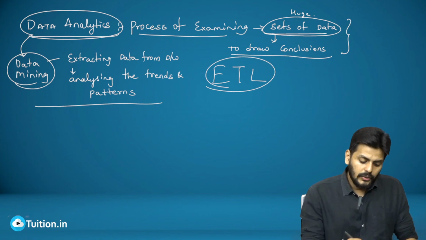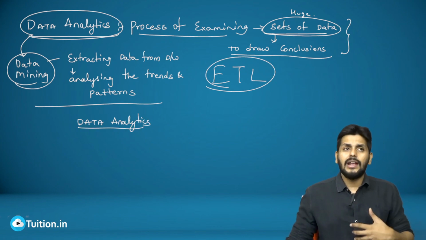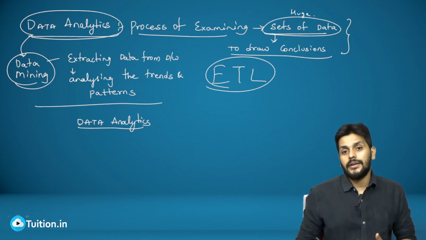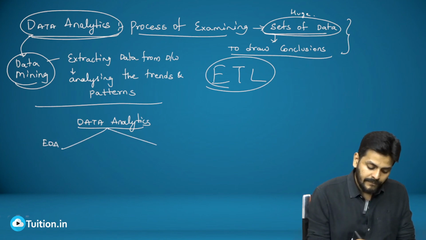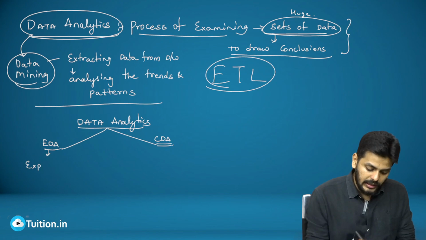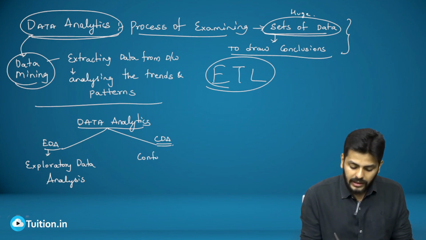Now you have two types of data analytics, guys. See, two things. Are you examining and trying to understand information and go further with it? Or are you trying to confirm certain things? So data analytics is about two things, EDA and CDA. First up, let's talk about EDA, exploratory data analysis. The other one is called confirmatory data analysis.